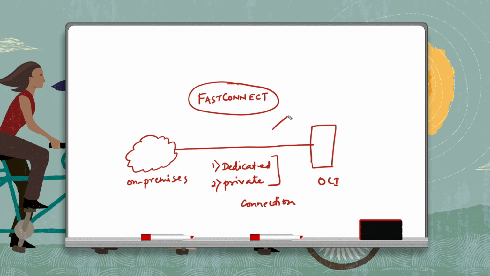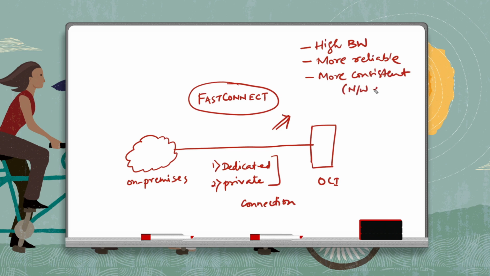And what is the implication of having a dedicated and private connection? The first implication is it provides higher bandwidth options. And because it is a private connection, it is more reliable, it is more consistent from a network experience standpoint. So higher bandwidth, more reliable, and more consistent.